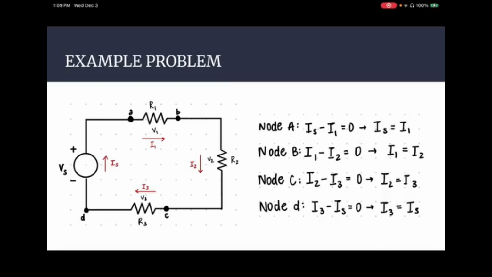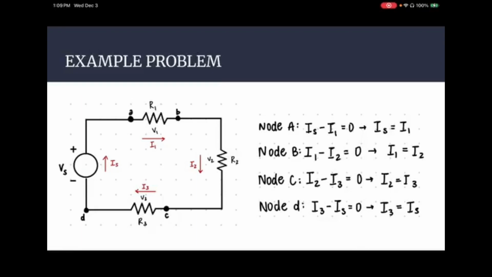At node C, I2 enters from above, and the same current I3 leaves to the left through R3. And the equation is I2 minus I3 equals 0. And finally, at node D, I3 enters from the right, the same current I source leaves going up into the negative terminal of the source, and is therefore I3 minus I source equals 0.